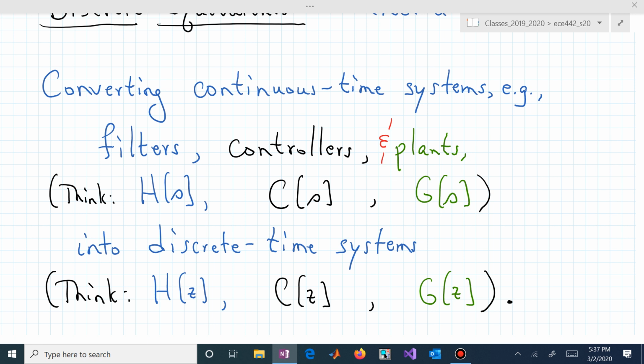And finally, which is really what we will focus on mostly today, is when G of S is a plant, a system that we're trying to control. Can we now model that by a G of Z? And in that case, it's going to be a little bit more elaborate than a straightforward discrete equivalent from H of S to H of Z, or C of S to C of Z. Those two can be thought of in the same way. The last one is the zero order hold equivalent that we will focus on today.